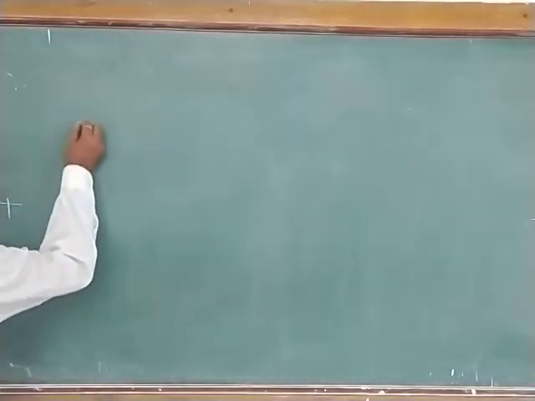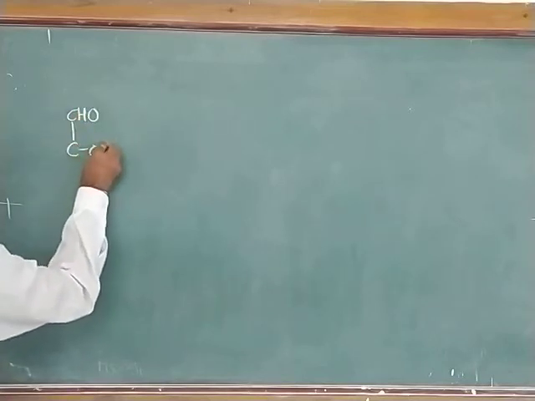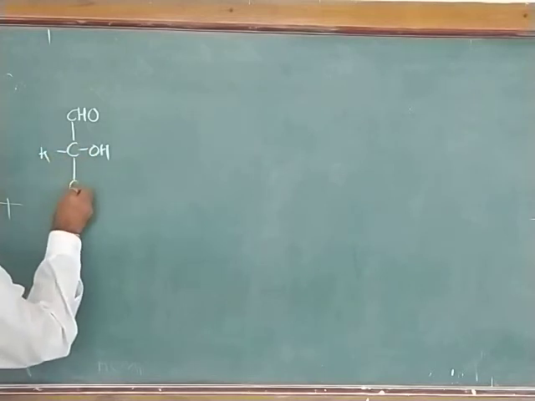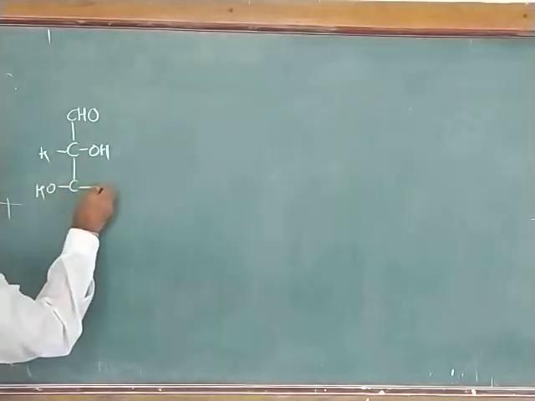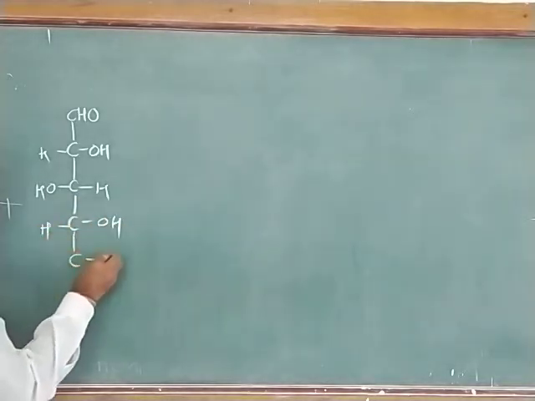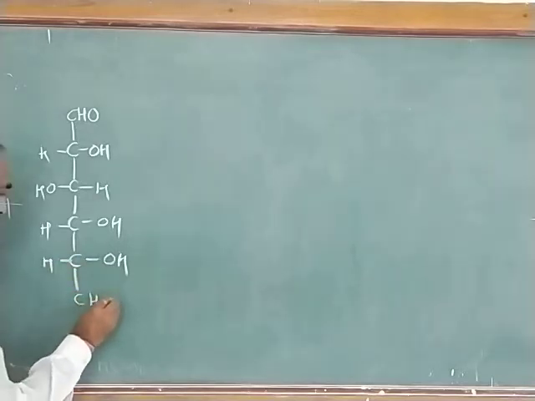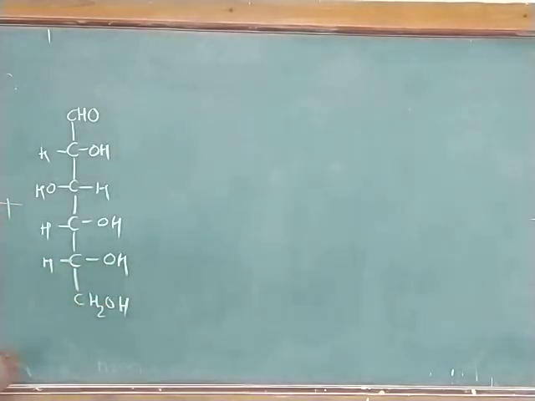So you know the Fischer projection formula, or the general glucose formula. We write CHO, there is OH, this side is H, this side OH, H, here is OH, H, OH here is H, and CH2OH. This is the formula for D-glucose.